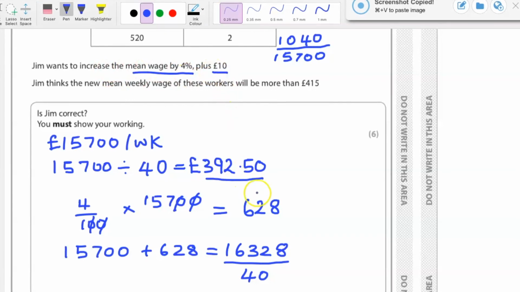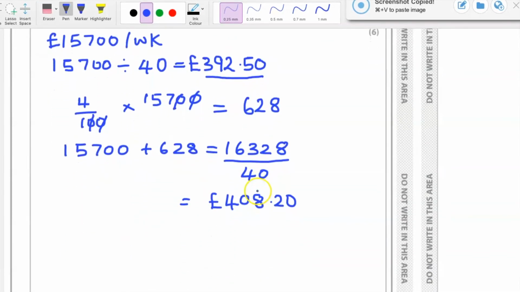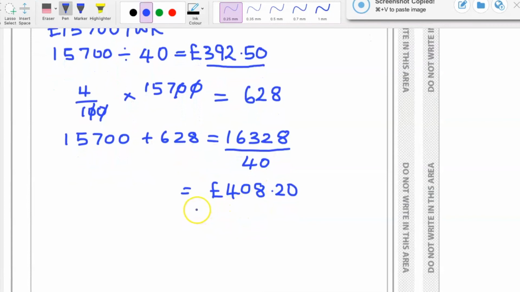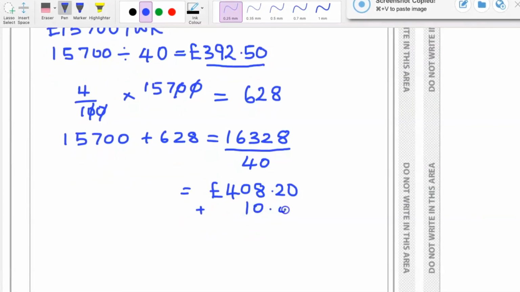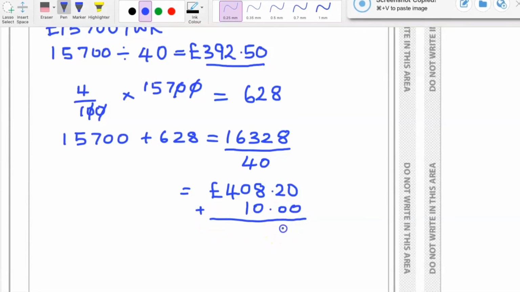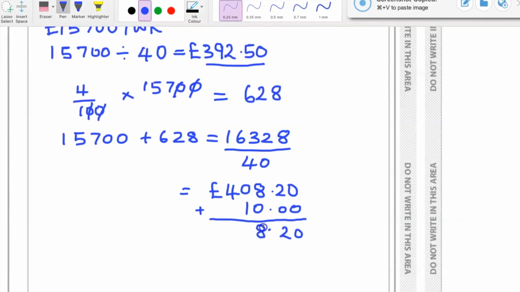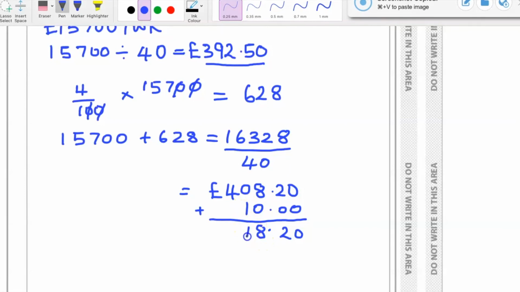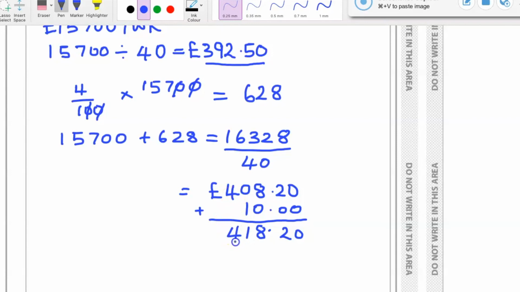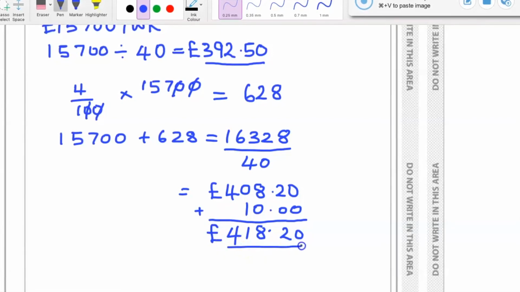Plus 10 pounds. 0.8 plus 0 is 8. 0 plus 1 is 1. 4 plus 0 is 4. So that is the amount each worker will get.